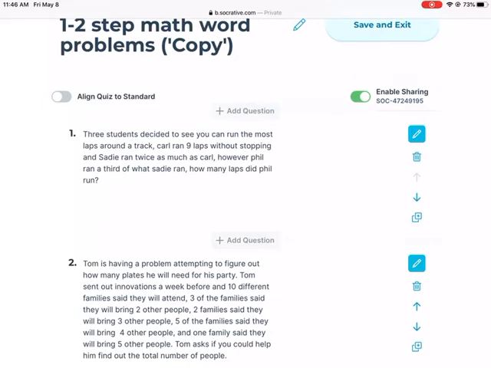So this one, it's pretty simple to figure out what the question is asking. We're trying to figure out how much Phil ran. So it seems like we're going to be comparing Carl, Sadie, and Phil's laps. So this doesn't necessarily show a change over time, does it? So we won't be using a line graph for this one, because there's not a change over time.